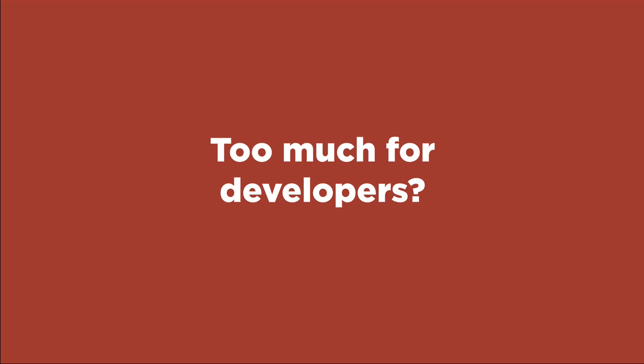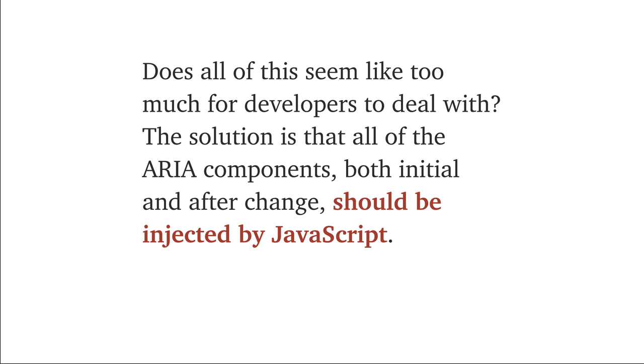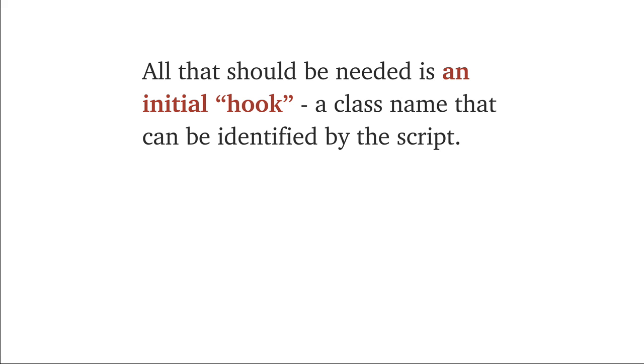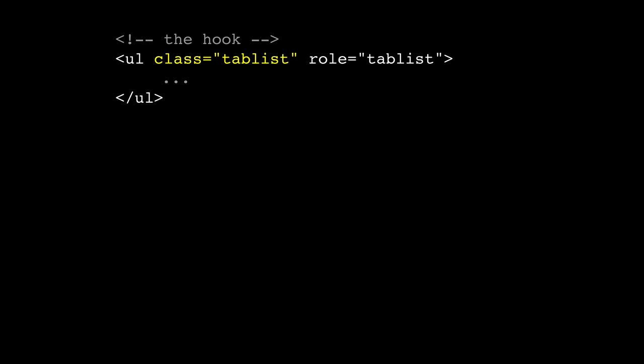But is this all too much? Well, does this seem too much for developers to deal with? The solution is that all these ARIA components, both initially and after change, should be injected into this module by JavaScript. All that should be needed is an initial hook, like a class name, that can be identified by the JavaScript. So in this case, we can have something like class equals tablist. Now that could be put on the UL, but it might also be put on a div wrapping around this whole module.